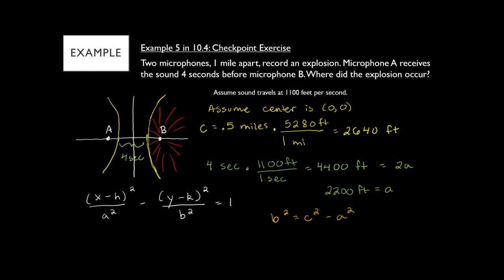Keep the locations of where you're hearing things. Those are going to be the foci. The vertices are where we're assuming we start getting the sound, where they actually detect it. So if you follow this, you should be able to do problem 5 just fine.